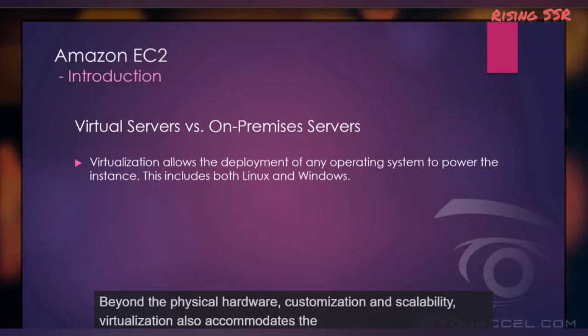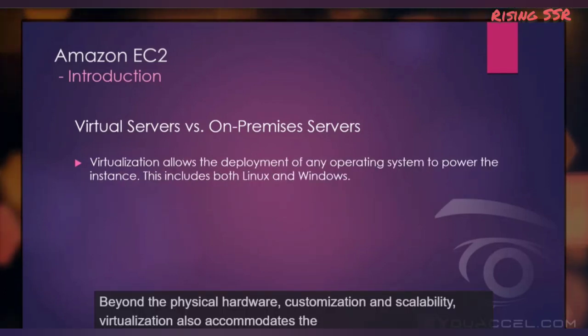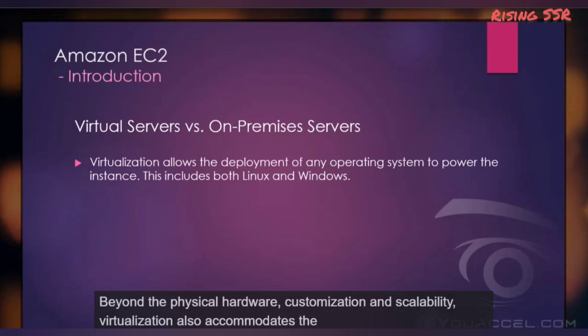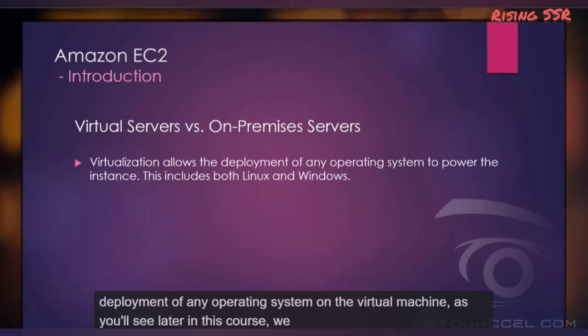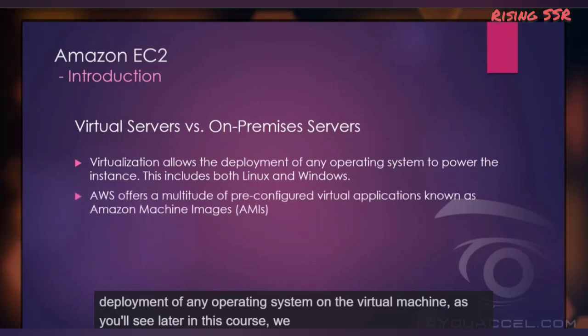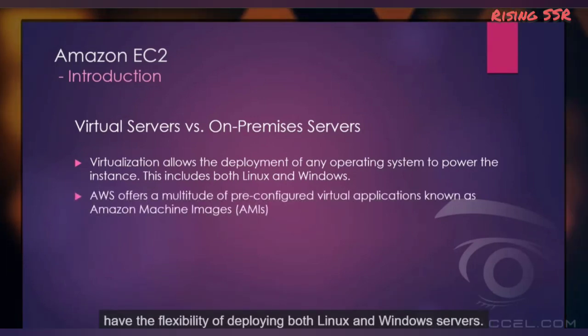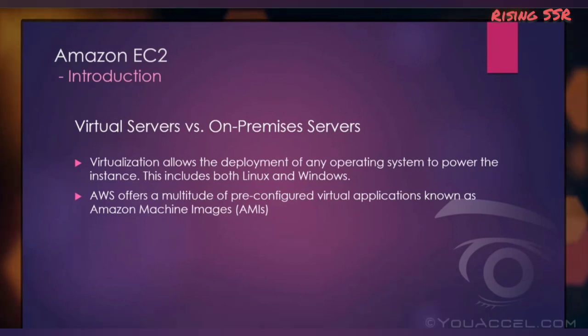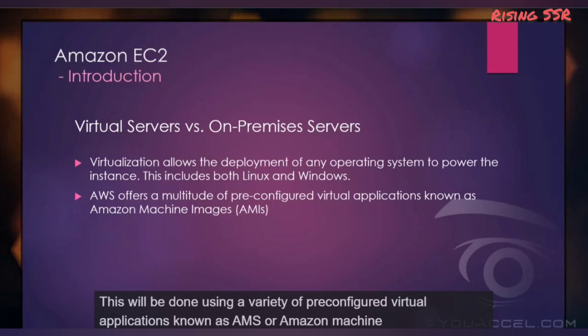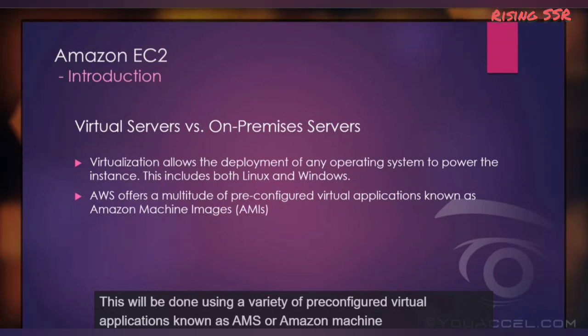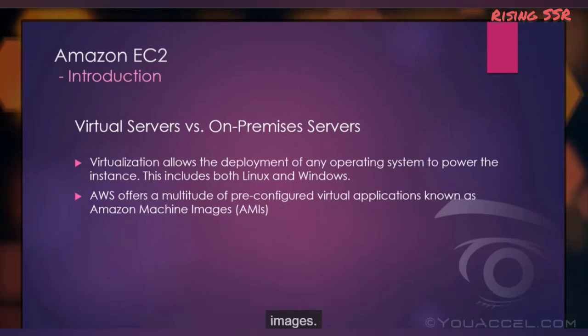Beyond the physical hardware customization and scalability, virtualization also accommodates the deployment of any operating system on the virtual machine. As you'll see later in this course, we have the flexibility of deploying both Linux and Windows servers. This will be done using a variety of pre-configured virtual applications known as AMIs, or Amazon Machine Images.